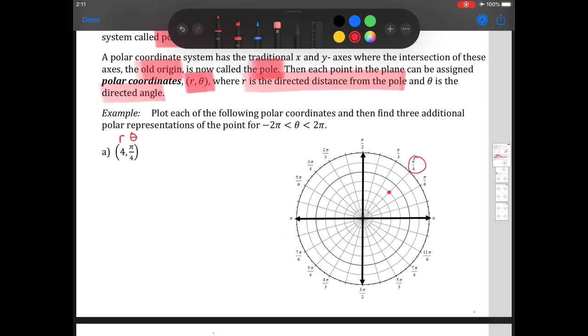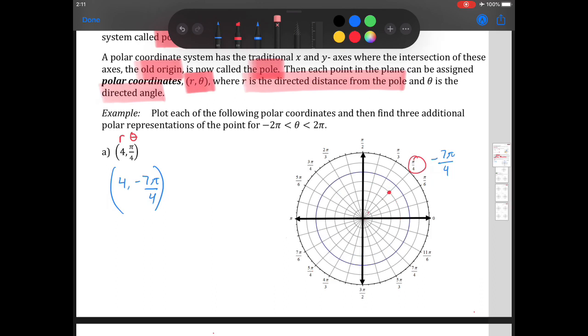But I need 3 additional ways to represent that. So when I went pi over 4, this was my counterclockwise direction. What happens if I go in the clockwise direction? I'll end up in the same place, but my angle will be different, which would be negative 7 pi over 4. So my second point would be 4, since I didn't change the direction of my radius, and then negative 7 pi over 4. Now I just want to erase these so it's easier. Our point is still there, right?